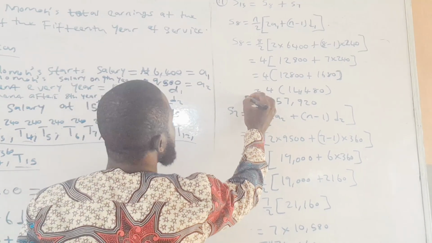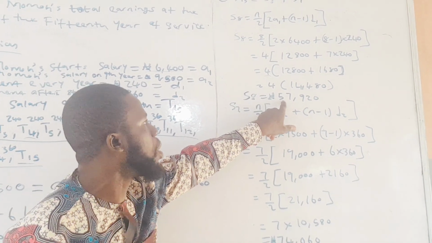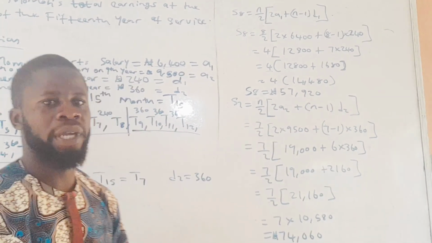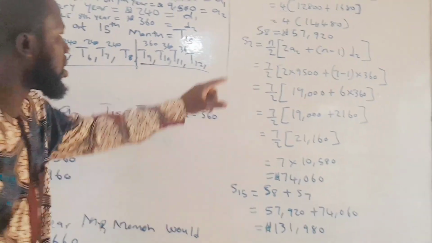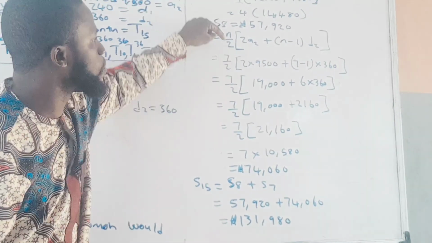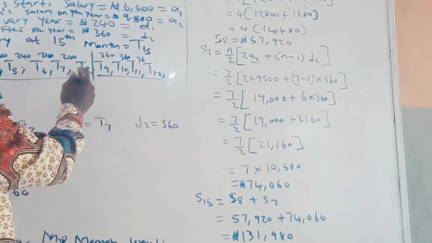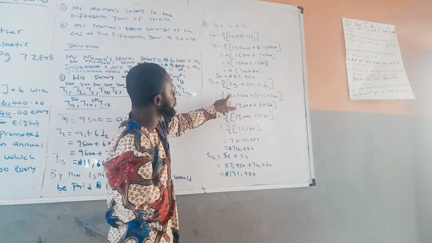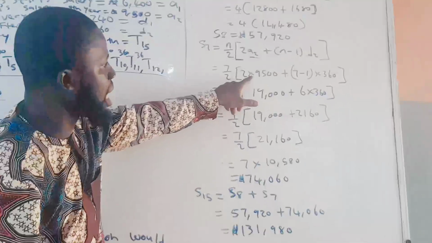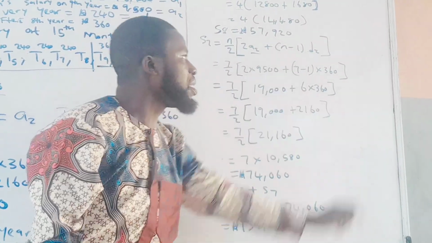That means by the end of the 8th year, he has been able to make an earning of 57,920. Then the 9th year, the package has changed. So we are going to calculate for the next 7 years. That is going to be the same formula n over 2, but this time around we'll be making use of 9,500, which is our A2, and D2, which is 360. So that will be n is 7, 7 over 2 times 2 times 9,500 plus 7 minus 1 times 360.